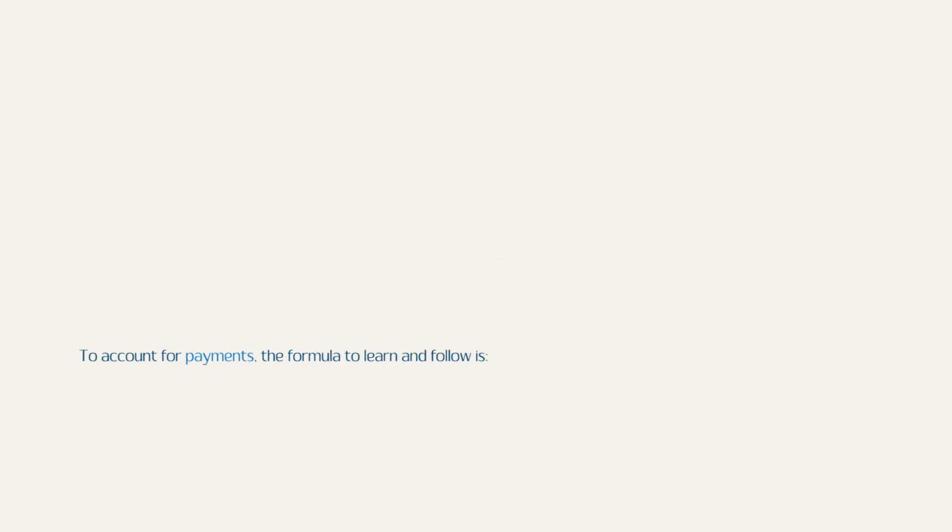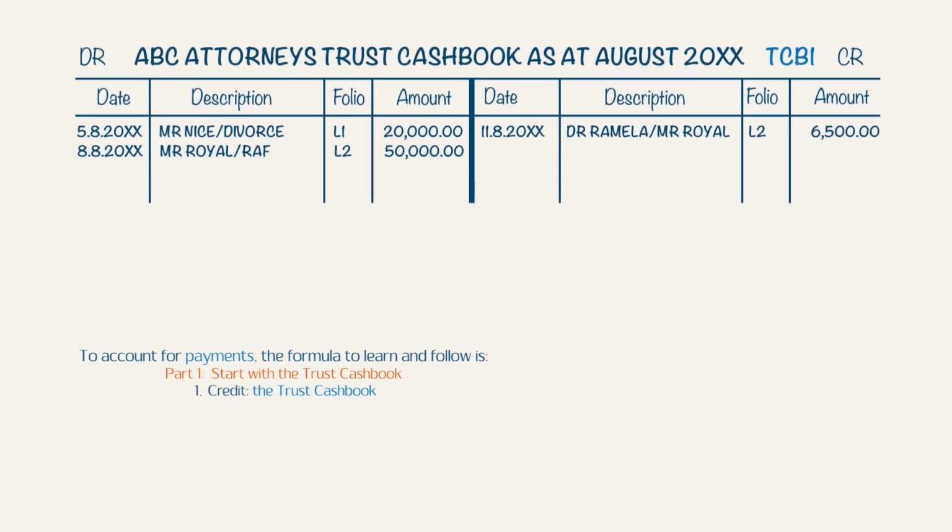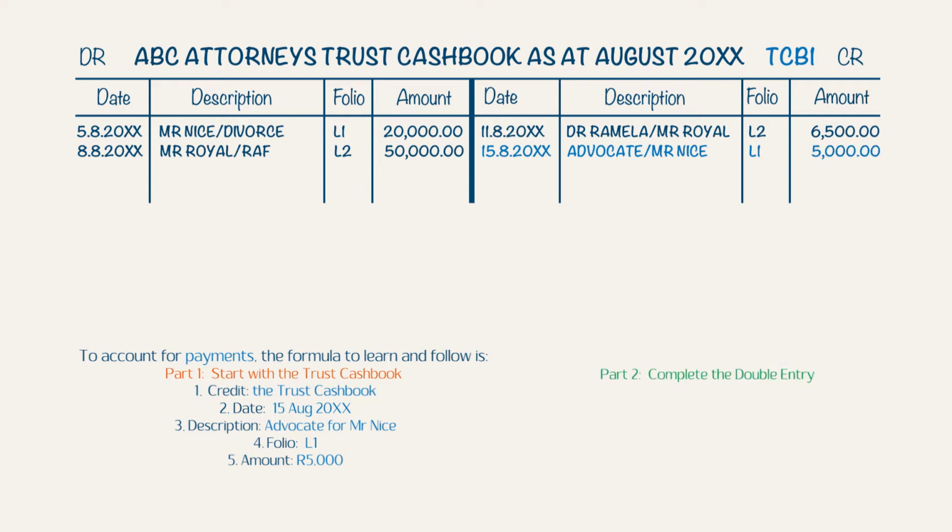Transaction 4. On 15 August 20XX, the firm paid an advocate an amount of 5,000 Rand for the matter of Mr. Nice. To account for payments, the formula to learn and follow is: Part 1. Start with the trust cashbook. 1. Credit: the trust cashbook. 2. Date: 15 August 20XX. 3. Description: advocate for Mr. Nice. 4. Folio: L1. 5. Amount: 5,000 Rand.